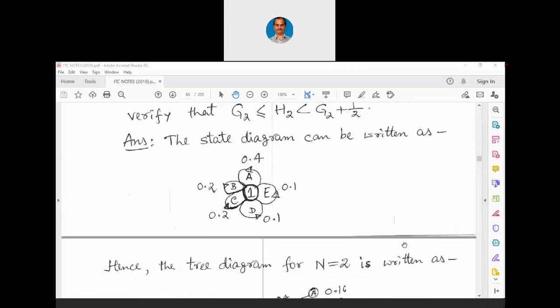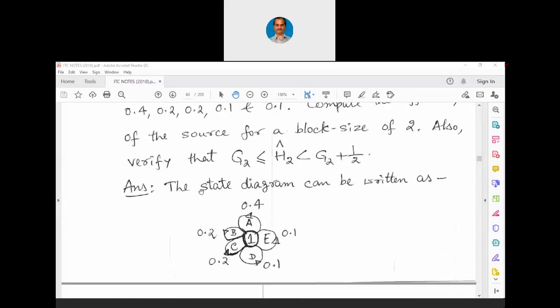Let us proceed. Now there can be a state diagram written for this exercise. It is only in state 1, and in state 1 it is emitting 5 symbols, either A or B or C or D or E. So the probabilities here are 0.4, 0.2, 0.2, 0.1, 0.1. We are naming them A, B, C, D, E, and we say that it is emitting only one symbol at a time. We will have to consider block size 2 also later on.